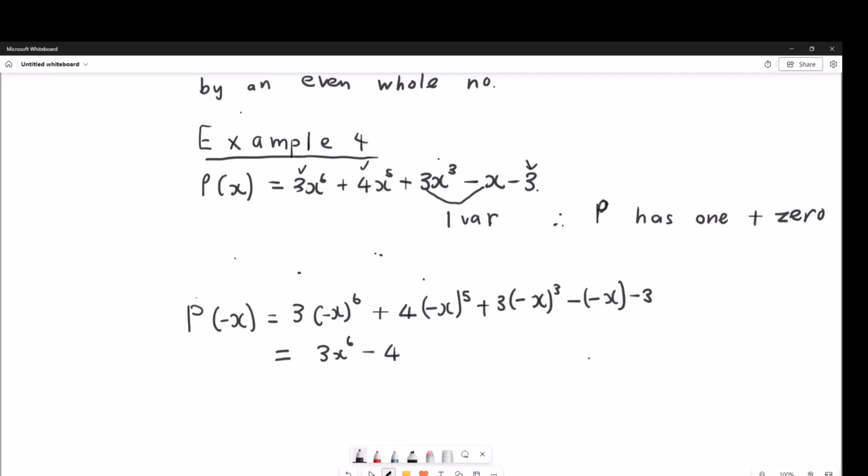Right. So we'll have 3x to the 6 minus 4x to the 5 minus 3x cubed plus x minus 3. And now we'll check the number of variations in sign there, in that case.